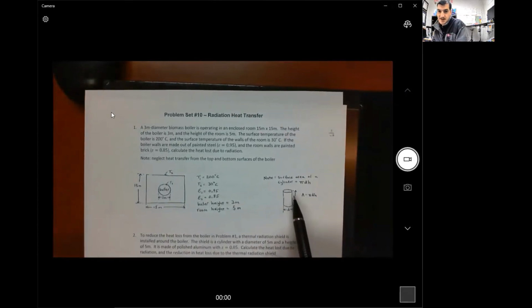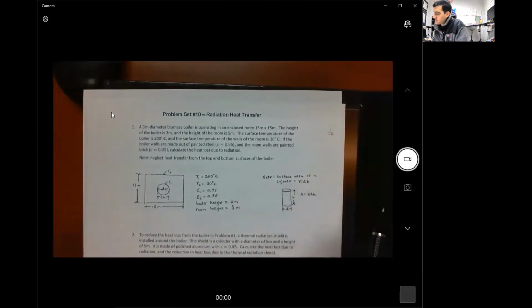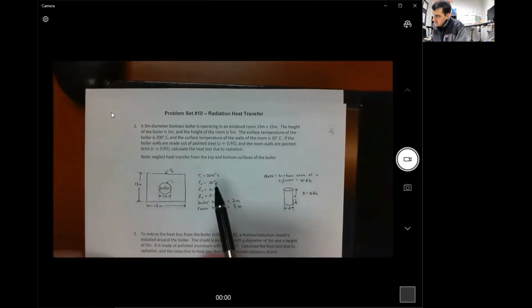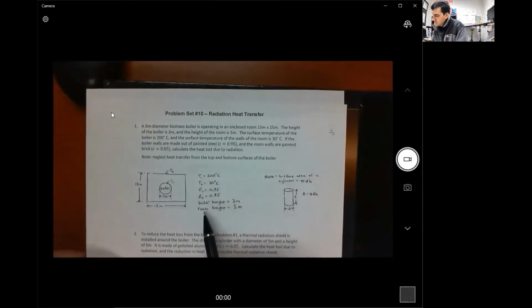So it has a little note over here that says the surface area of the boiler is equal to the perimeter of the circle times the height of the boiler, right? So the perimeter of a circle is pi times diameter, and the height is h. So pi d h is the surface area that we're concerned about around the perimeter of this boiler. And here are the parameters that we just talked about with the dimensions, the emissivities, and the temperatures.